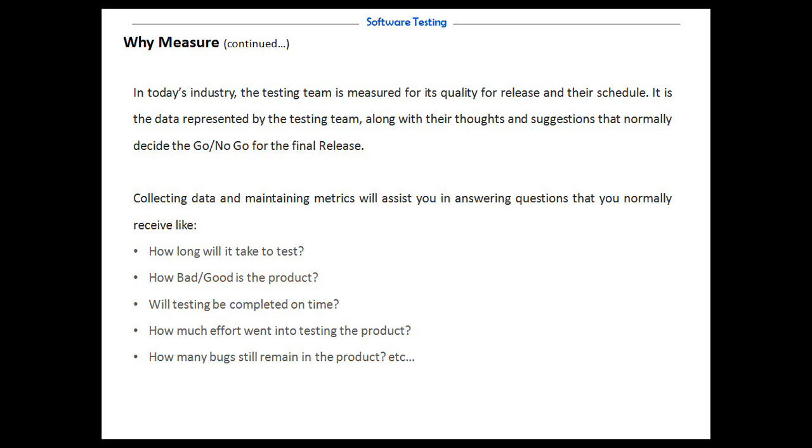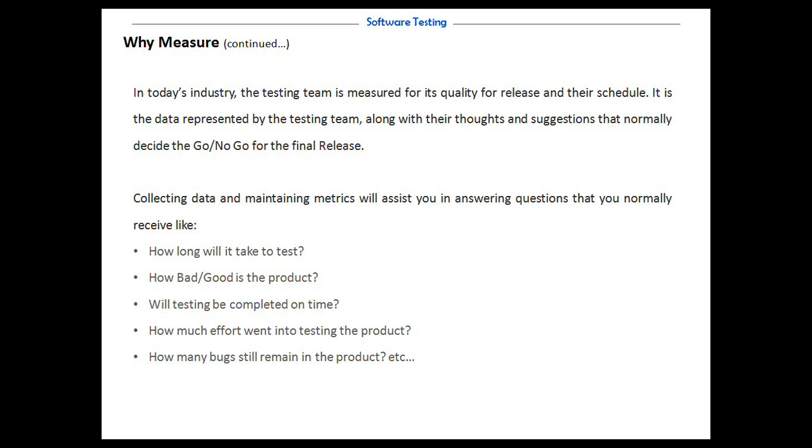Today, the testing team is measured for the quality of releases and their adherence to schedule. The data represented by the testing team, along with the thoughts and recommendation, influences a go or no-go decision. So where does this data come from? How are the recommendations backtraced? That's what metrics can help you in doing.